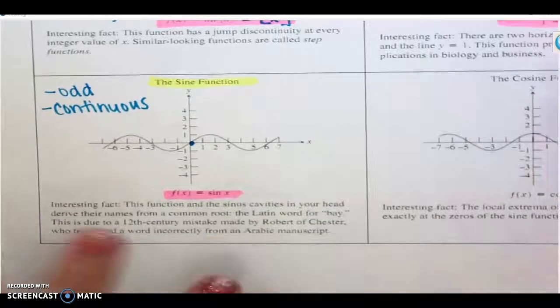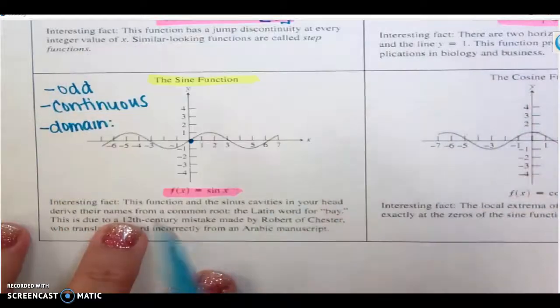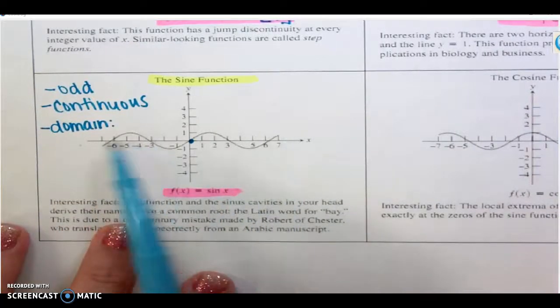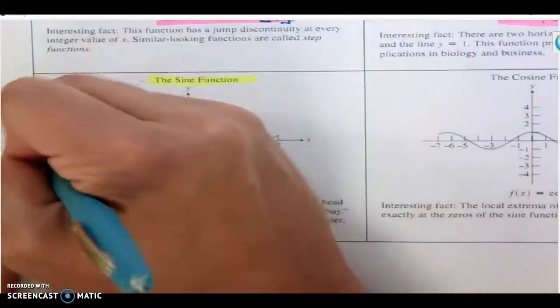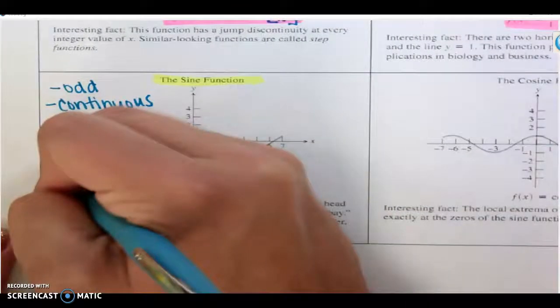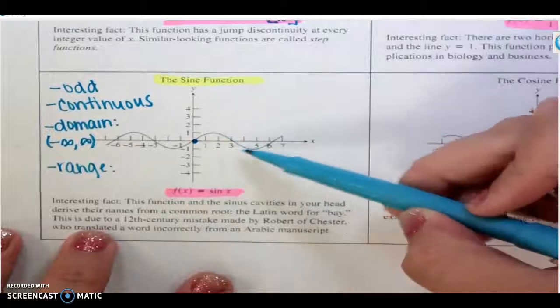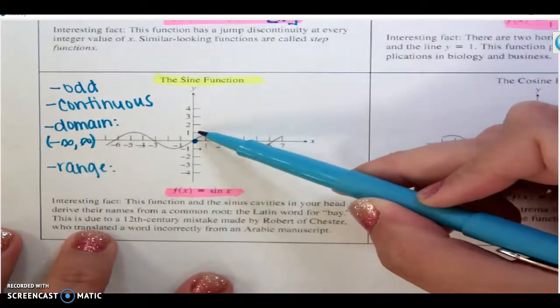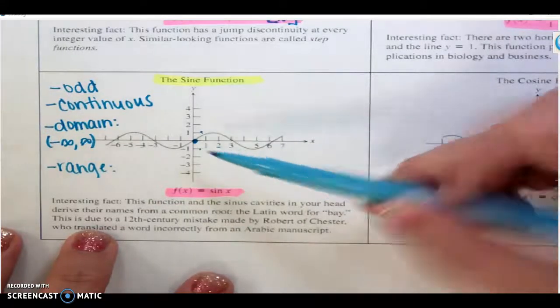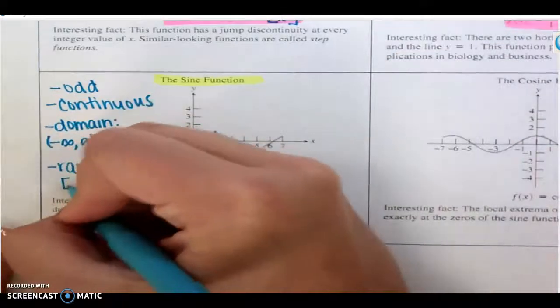Okay, so when we're doing the domain, that is the x value. As you can see, it can be any x value here, so the domain is all real numbers. But when you're looking at the range, our y values, the lowest it goes down to is -1, and the highest it goes up to is 1. Now it can touch -1 and it can touch 1, so it's going to be bracketed as -1 to 1.